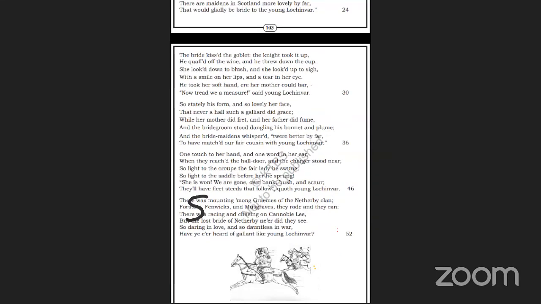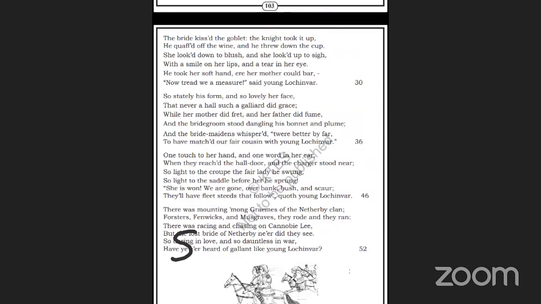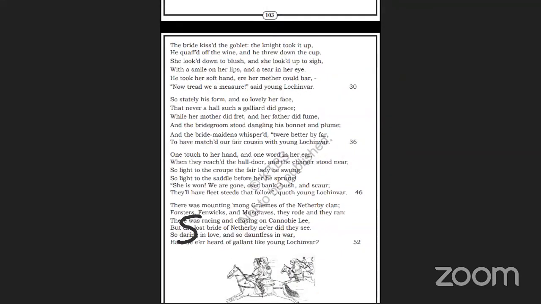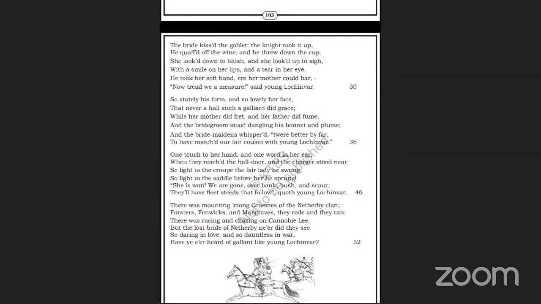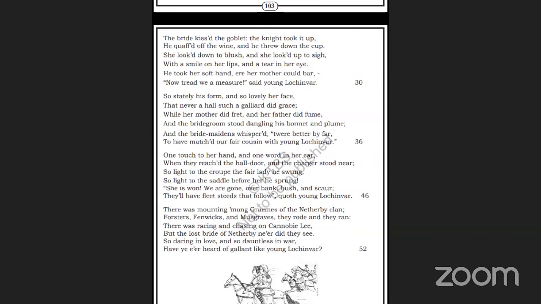So stately his form and so lovely her face. See, that dance was the best dance in that hall. Before these two danced, remember, many others also had danced. But this dance, it was the most beautiful one. Next line you see, that never a hall such a galliard did grace. It is galliard dance that they danced. And that was the most beautiful dance in that hall. Before these two danced, many others had also danced. But nobody could dance as beautifully as these two could.